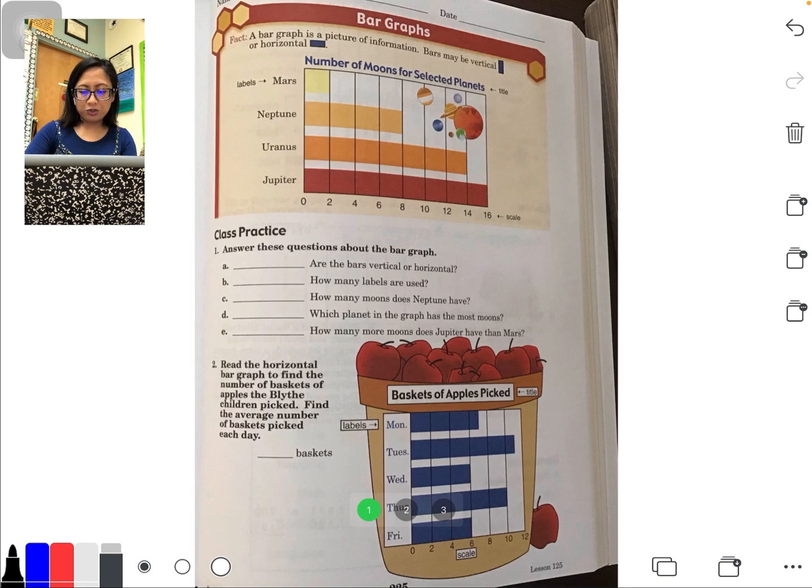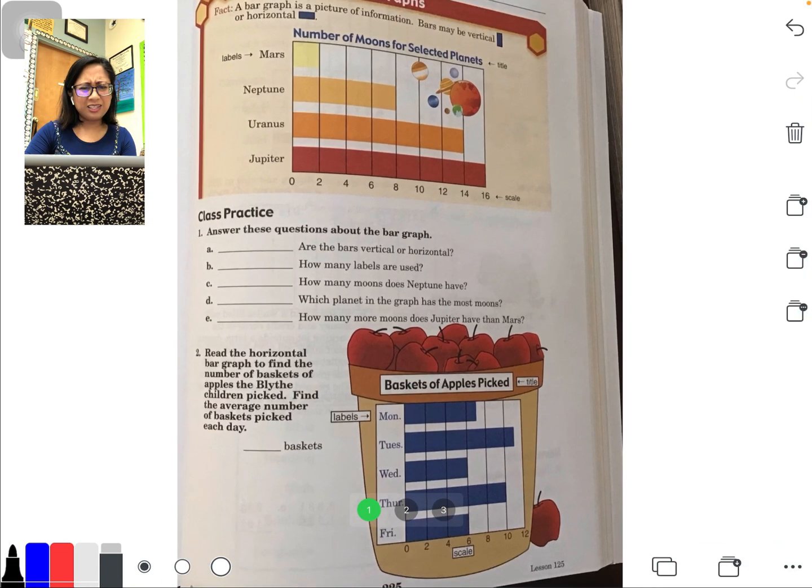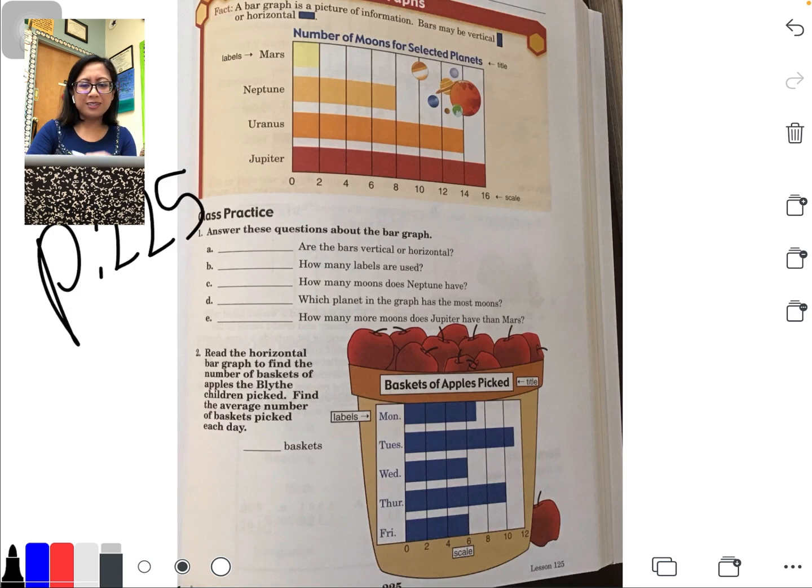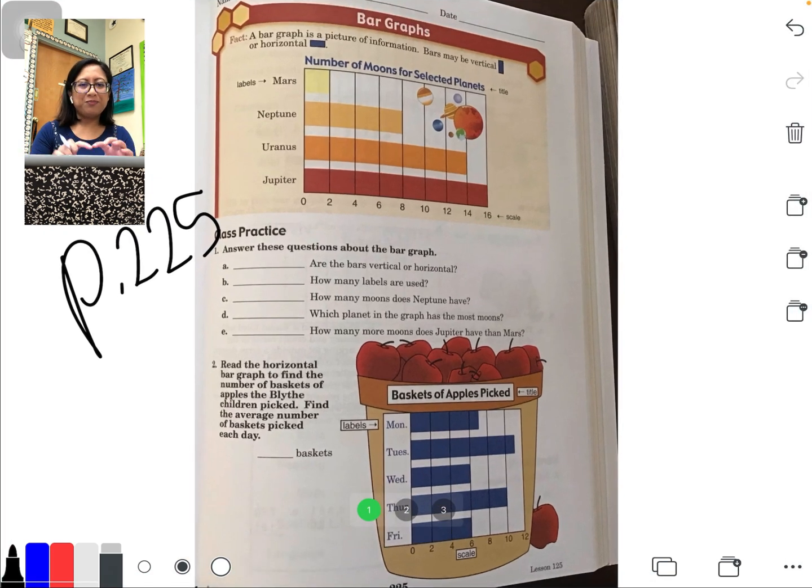Please be sure you're on page, I want to make sure, I think it's 225. So page 225 in your math books. We're going to look at graphs, more graphs. Yesterday, we looked at pictographs with pictures representing data. Today we're going to look at bar graphs, like bars representing data.